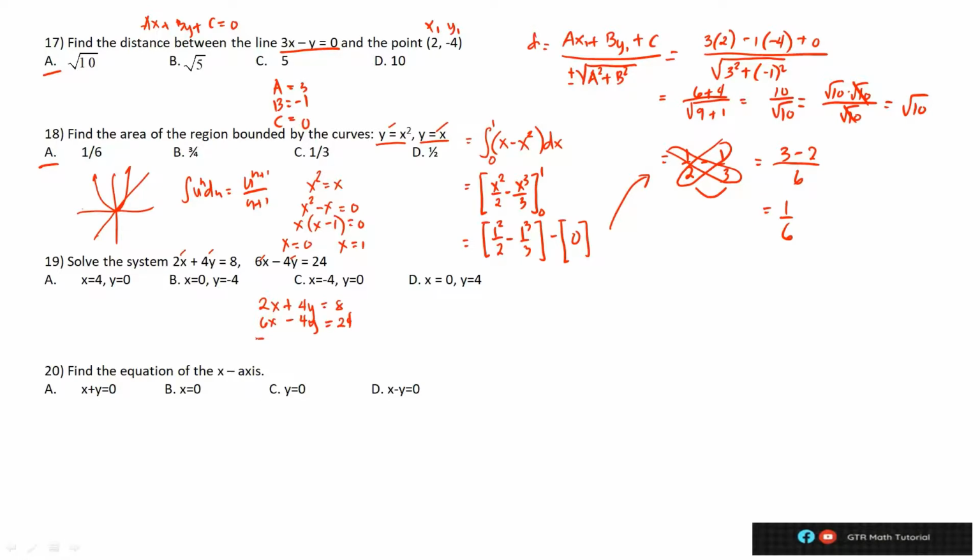So when we add that, we have 4y minus 4y, so that cancels out. 2x plus 6x equals 8x. And then we have 8 plus 24, so we have 32. Then divide both sides by 8. Therefore, x is equal to 4.